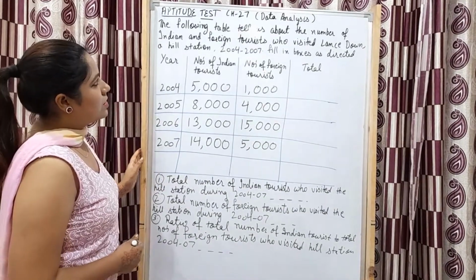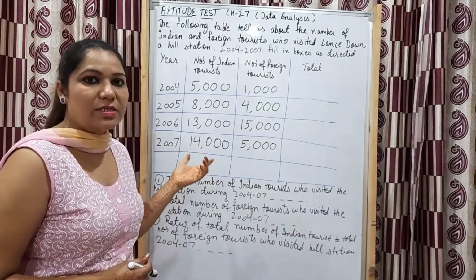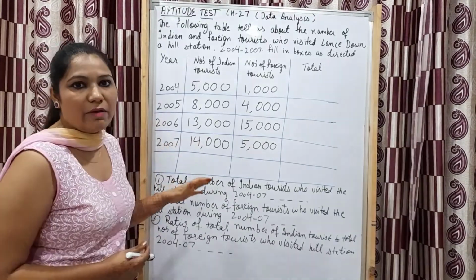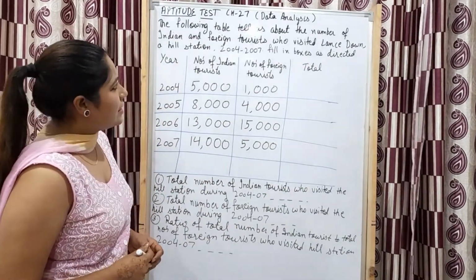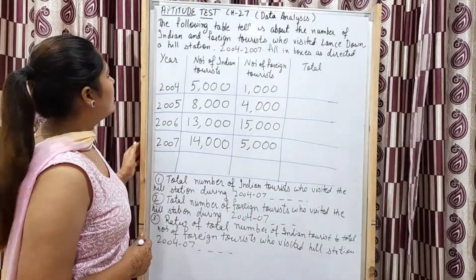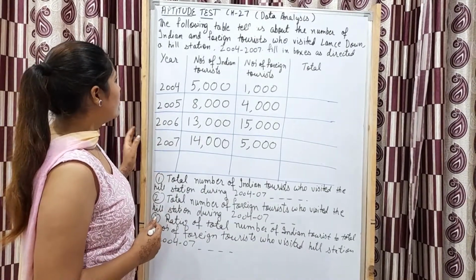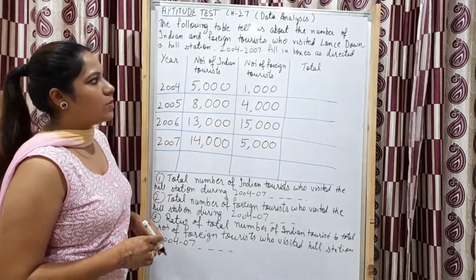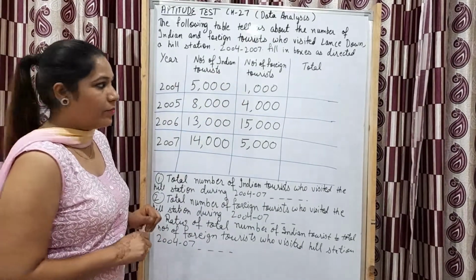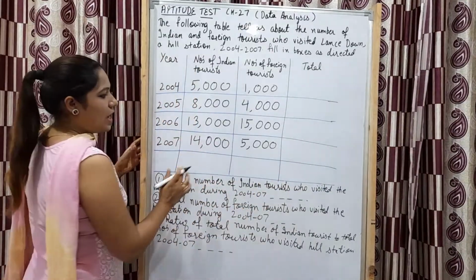Now students, in this chapter first we analyze the data which is given to us and then we will give the answer of the questions. Now see what is the question. The following table tells us about the number of Indian and foreign tourists who visited Lansdowne, a hill station, 2004-7. Fill in the boxes as directed. We have to fill here. We have to give the answer.